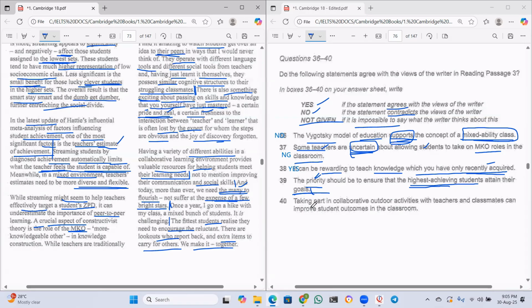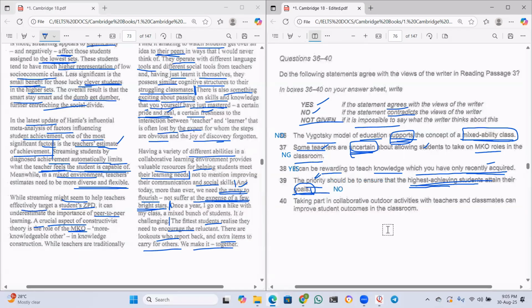That's what it means. But here he says the priority should be to ensure that highest achieving students attain their goals. No, no, no. It is opposite, right? Not suffer at the expense of a few bright stars, but here it is given highest achieving students attain their goals. No, the majority should attain their goals. See, we need the many to flourish means the majority should attain their goals. So it is completely opposite in meaning. So the answer for this one should be no.